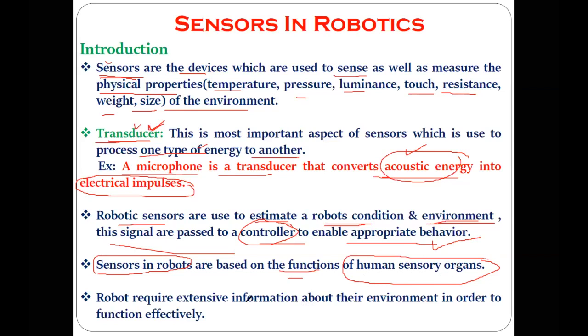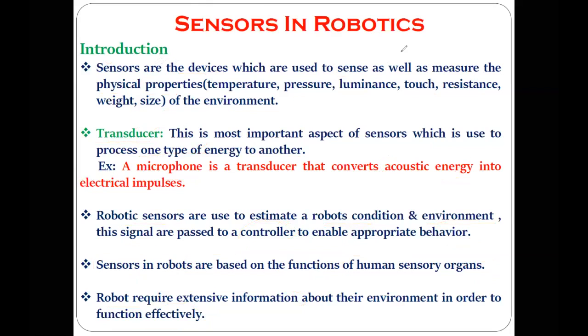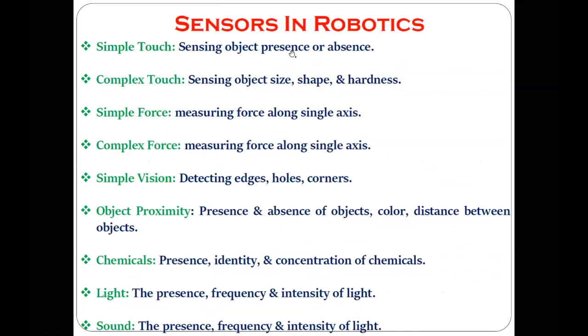So in here I have mentioned the robot requires extensive information about its environment in order to function effectively. The main thing is, if you want our robot to perform very well according to the expectation of the user, then the information that needs to be passed to the robot also needs to be extensive, correct? A large amount of information needs to be passed to the robot, and for that purpose sensors can be utilized.